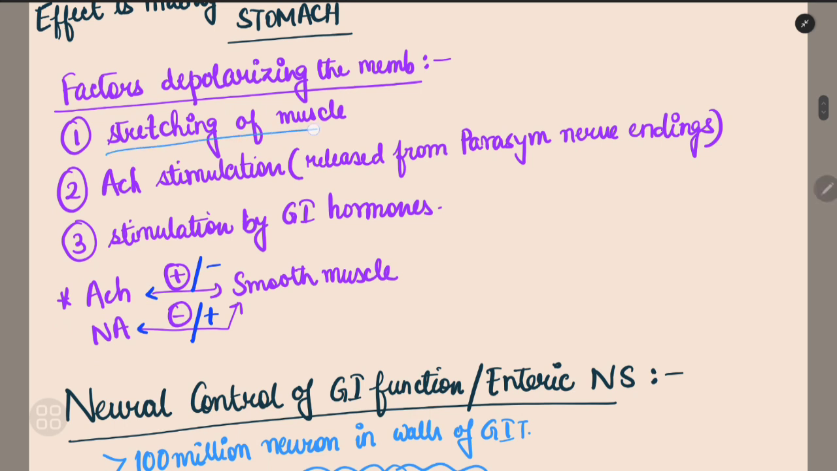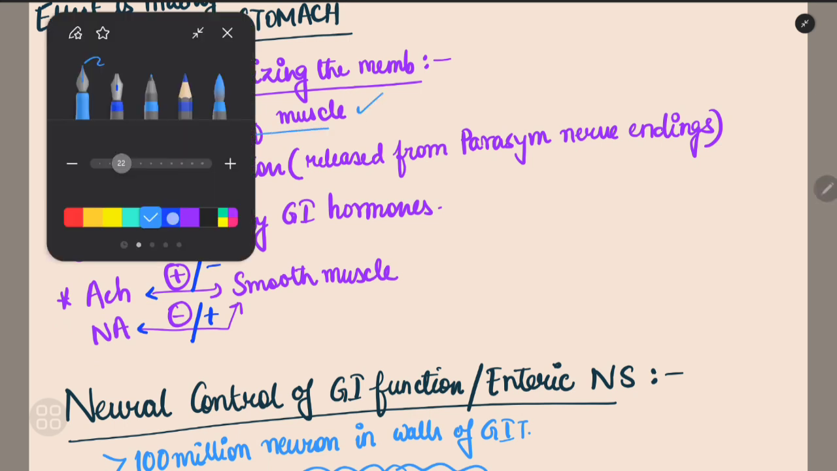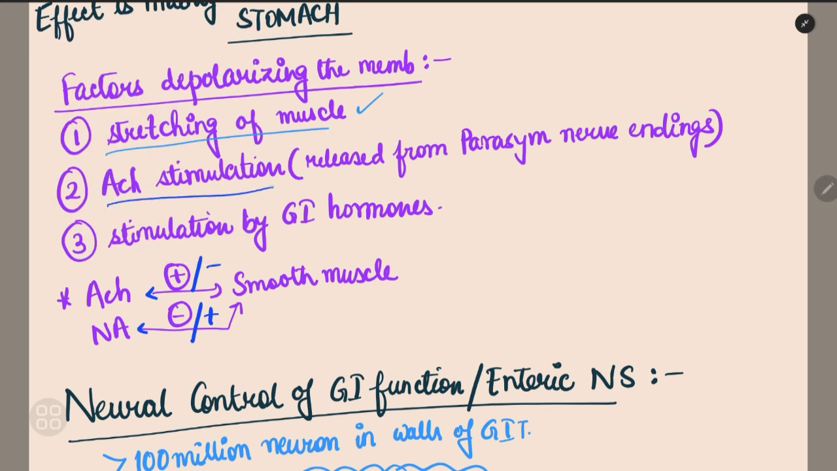So whenever the muscle is stretched, at that point of time there will be an action potential origin. Then ACh stimulation, acetylcholine, which is basically released from the parasympathetic nerve endings. So ACh will stimulate and cause an action potential, and there will be depolarization of the membrane. And there will also be stimulation by certain GI hormones.